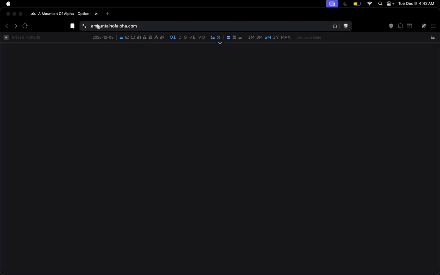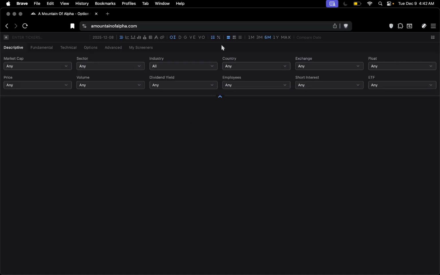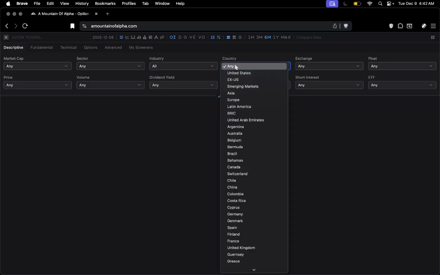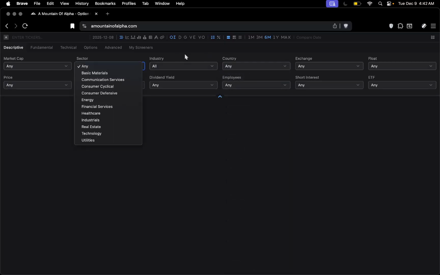All right, so I wanted to basically show how you can use Mountain of Alpha to find ideas and give some insight into what the charts mean and how to read them. One of the first places you can start is the screener. If you have a process for identifying which particular industries or countries you want to find, you can obviously use the filters to narrow down your search.